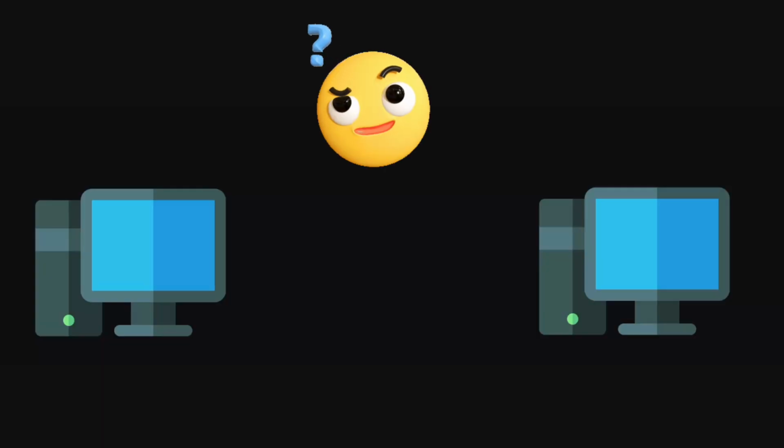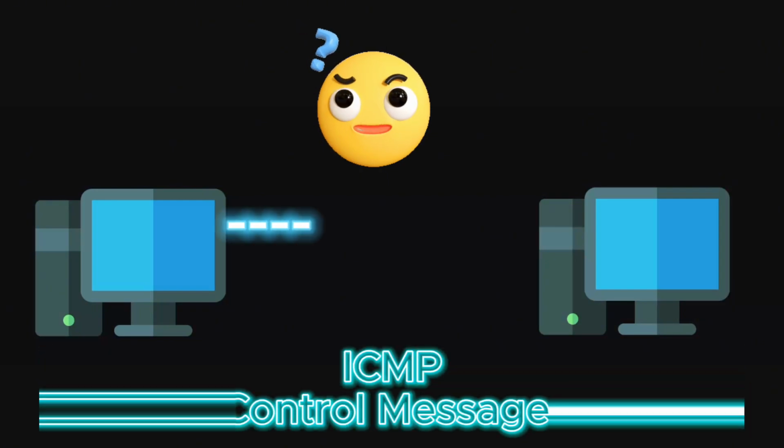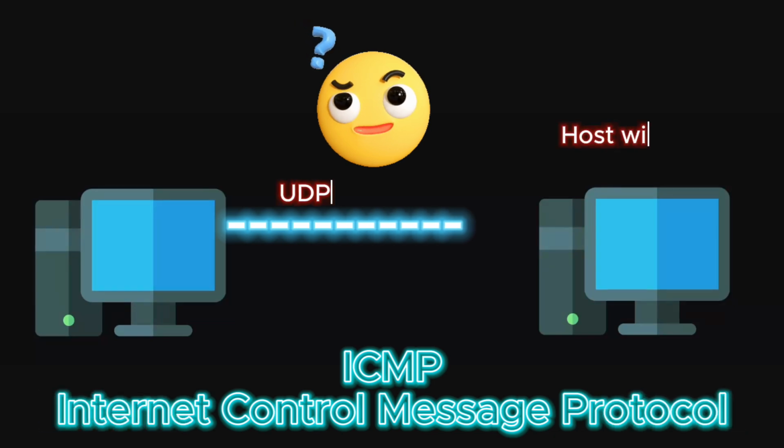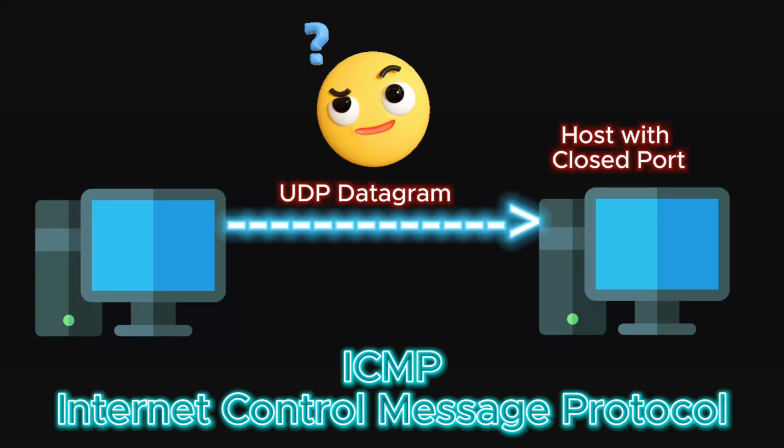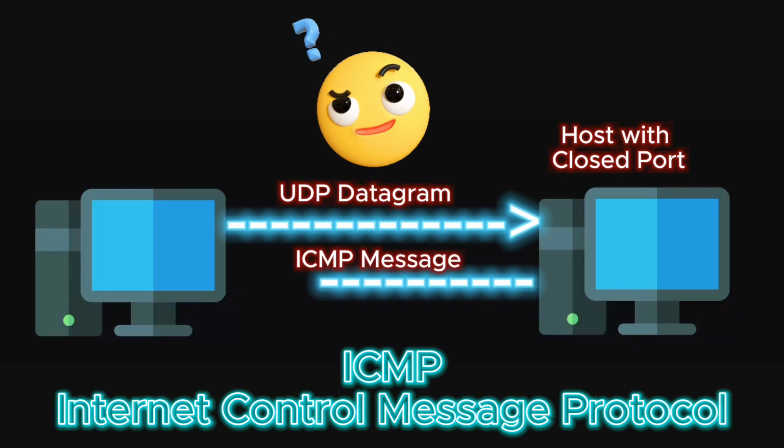But without a response, how will we know whether the UDP packet has reached the destination or not? For that, we have something called the ICMP protocol. When a UDP packet fails to reach its destination, ICMP can send an error message back to the sender. This helps in identifying issues like unreachable hosts or ports.